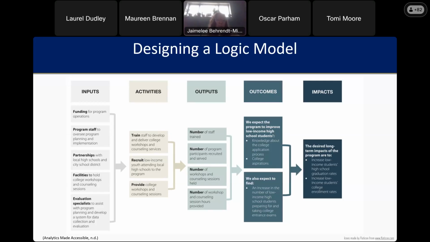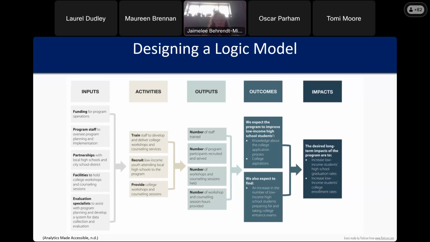Your outputs are going to be things that are quantifiable, right? So, going along the lines of those activities: how many staff were trained? How many participants were recruited? How many of those participants were then served? How many workshops have you had? And then maybe think about how many hours all of the workshops add up to. So really putting all of those various things together.